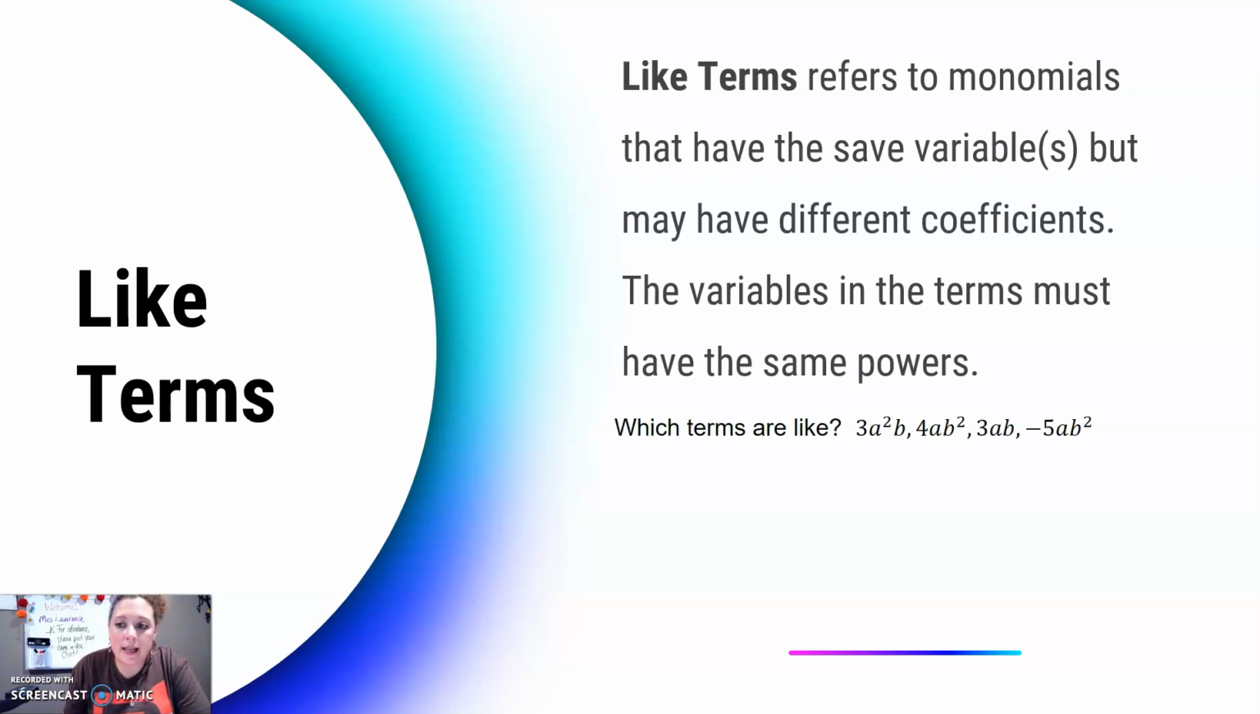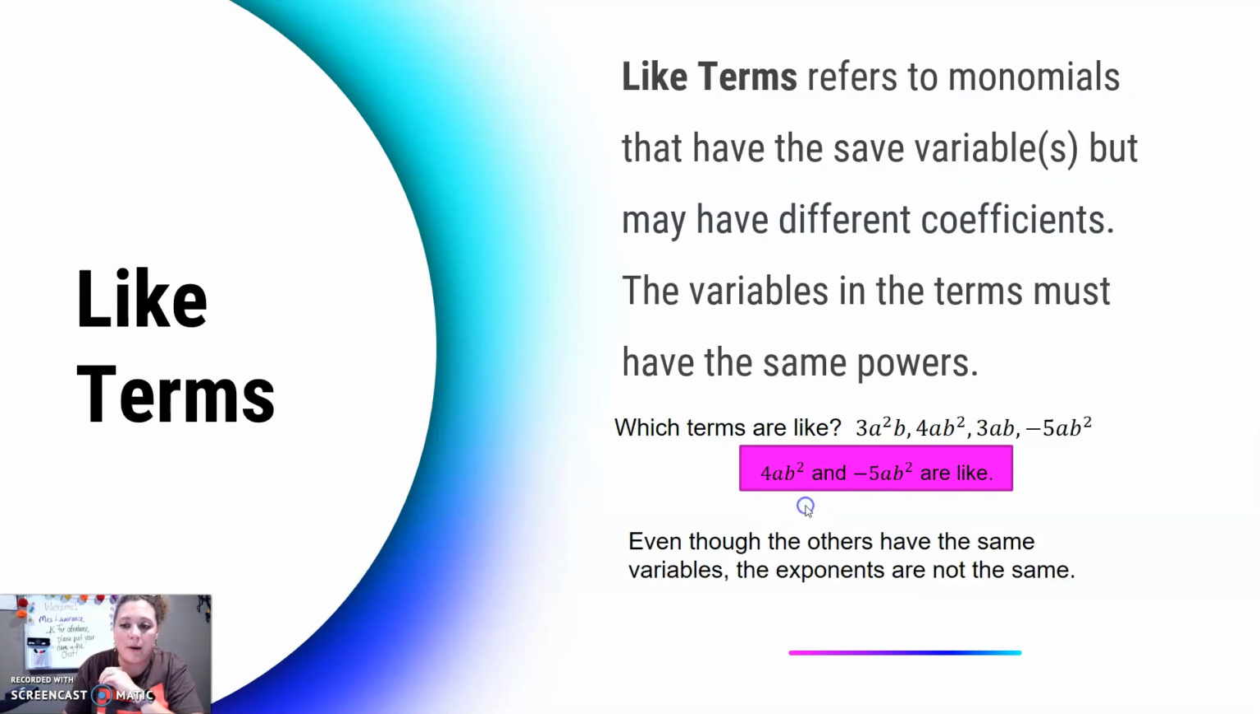Looking at this example, which terms are like? We have 3a squared b, 4ab squared, 3ab, and negative 5ab squared. Think about it. Which ones of those would be alike? Again, same letters, same power. I hope you chose 4ab squared and negative 5ab squared, because they both have a's, and they both have b to the second power. They have to be to the second power.